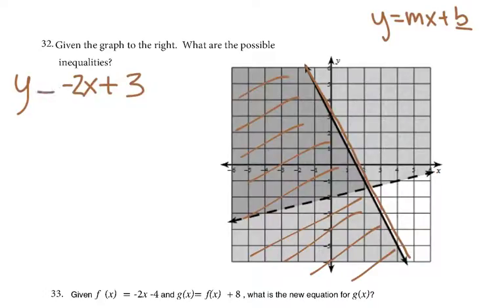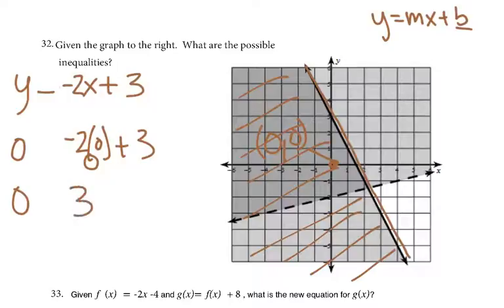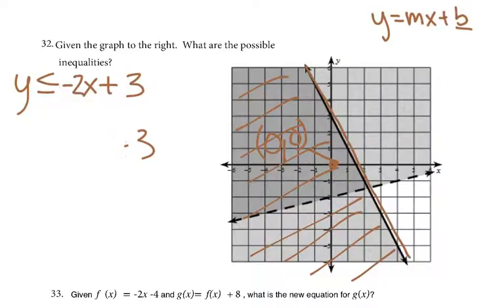Solid means it's going to have an equal to. So, if I pick the test point 0, 0, it would be true for this inequality. So if I do 0 for y, 0 for x, and then simplify the left at 0, the right, negative 2 times 0 is 0, 0 plus 3 is 3. In order for this to be true, is 0 less than or greater than 3? It's got to be less than. So my inequality is y is less than or equal to negative 2x plus 3. That's our first one.